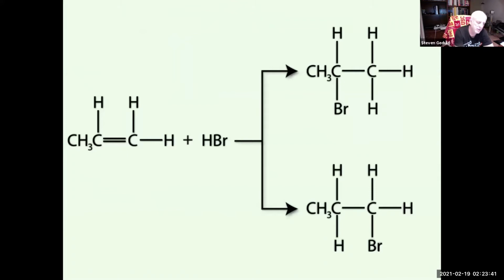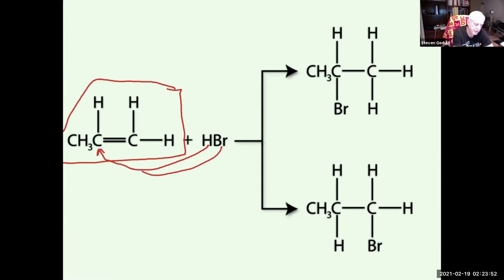Okay, so here we got propene, and we're going to add HBr to it. So we're going to go through the double bond, attack there, and attack there. So one way, we're going to open the double bond, a bromine is going to attack the left side, and a hydrogen on the right side. The other way is if the hydrogen goes to the left side of the double bond, and the bromine goes to the right side. Those are 2 different products.